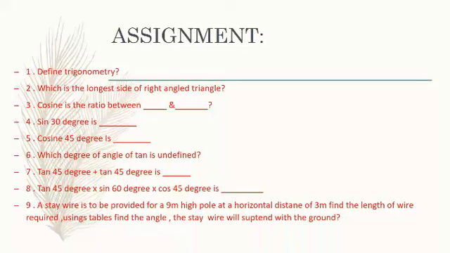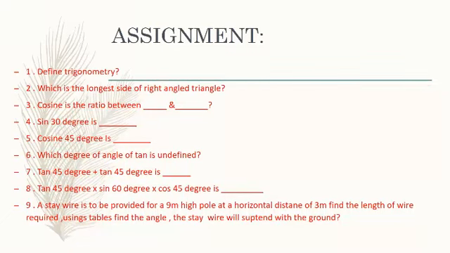My fifth question is cosine 45 degree is dash. That is also what is the value of cos 45. You have to write the value of cos 45. My sixth question is which degree of angle of tan is undefined? One of the tan value is undefined. That angle you have to specify clearly here.